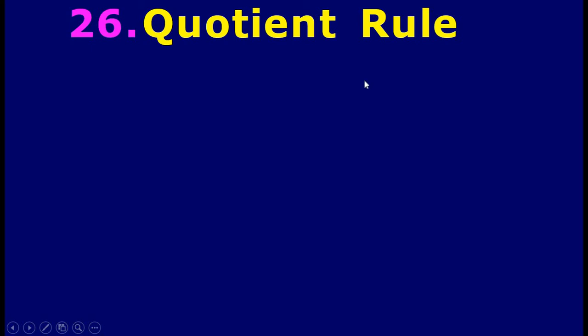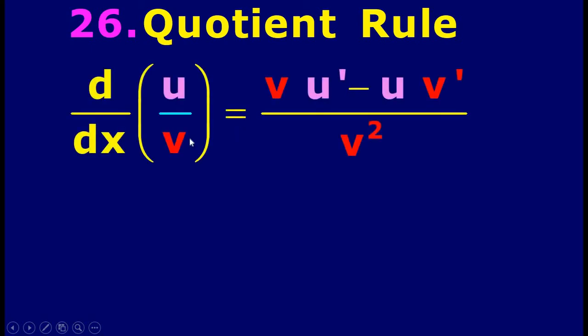So next it is quotient rule. Quotient rule means u by v rule. That is d by dx of u by v. First you have to start with denominator. So it is denominator into differentiation of numerator minus numerator into differentiation of denominator divided by denominator square. So first start with v into u dash minus u into v dash divided by v square.